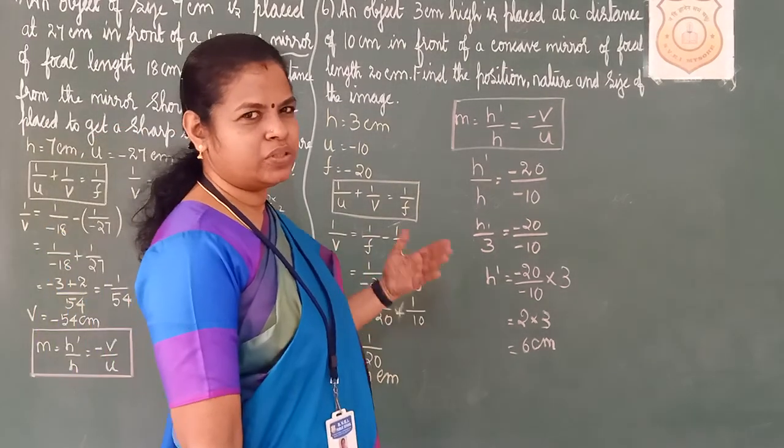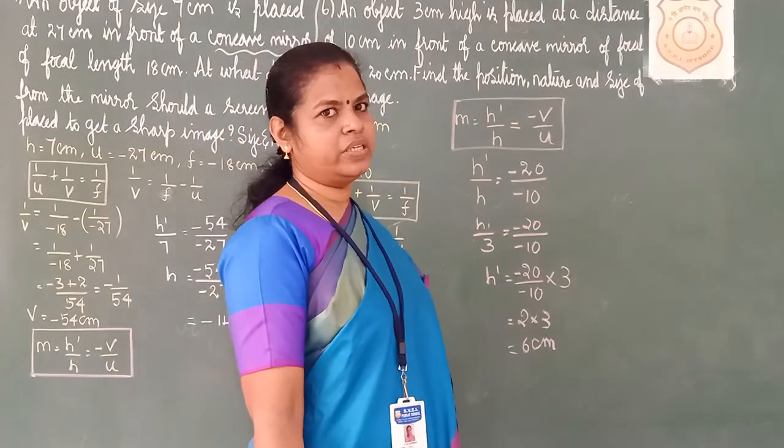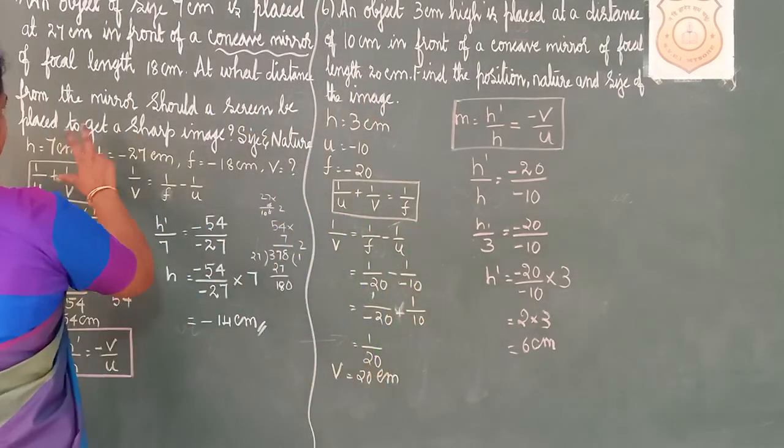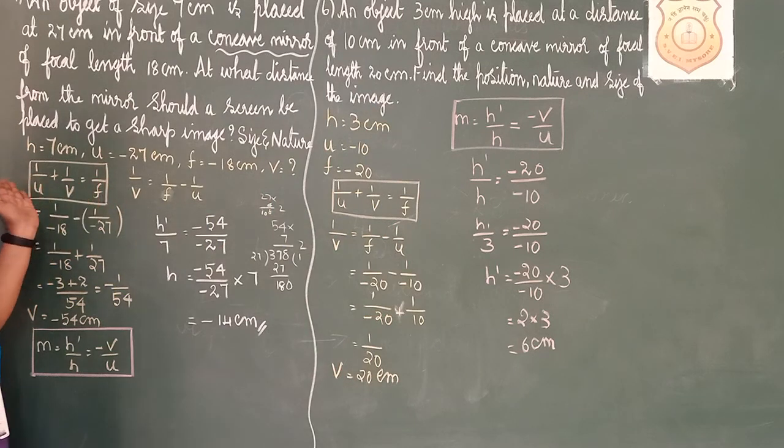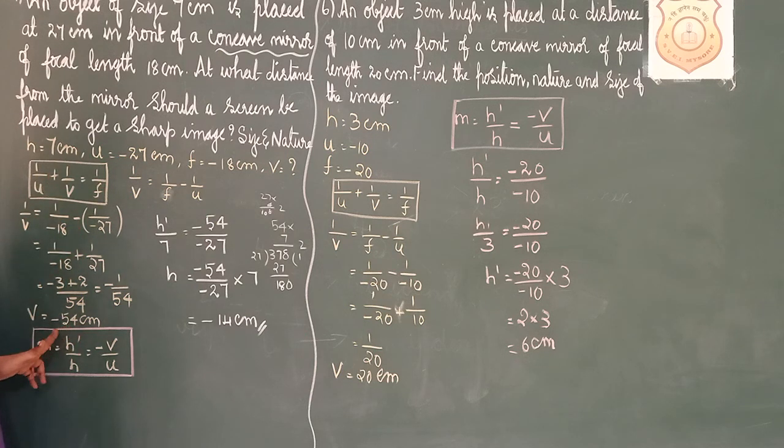What we have solved now follows the same pattern, so I have just solved it. We should write all these things and then put the formula 1 by u plus 1 by v is equal to 1 by f, and then substitute all the values here. Then you will get v as minus 54, and you should also check the size and nature of the image.